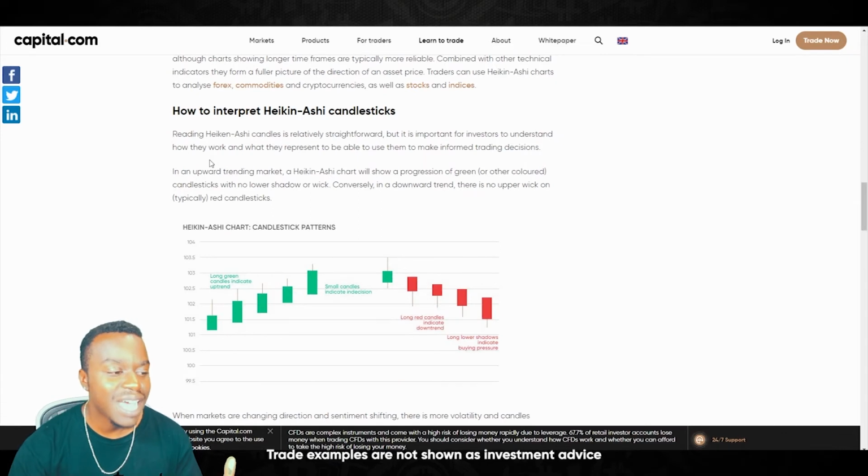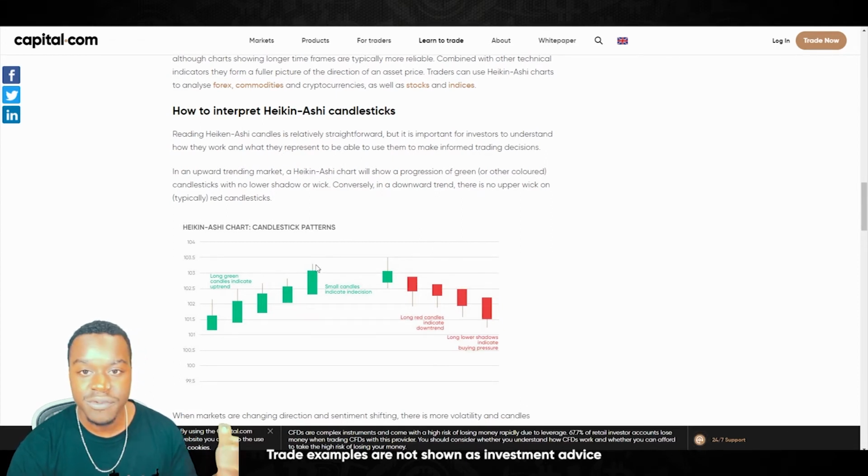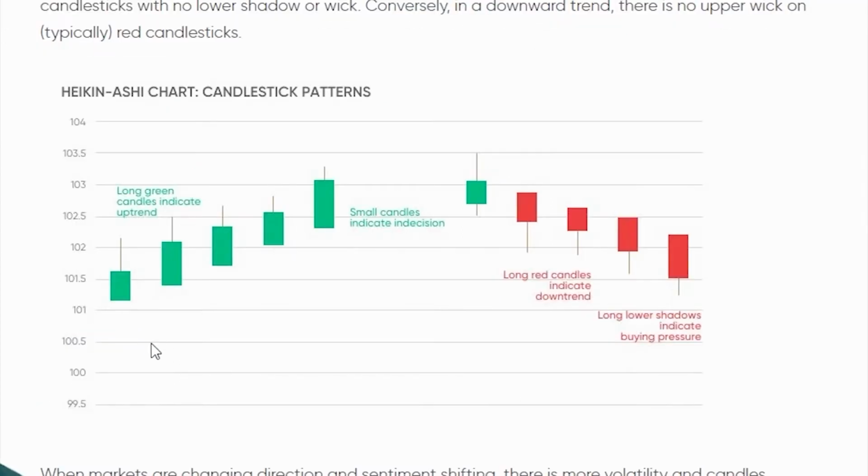So now a big question is, how can you use this to your advantage when you're trading? Let's talk about the things to look out for. In an uptrend, it will show progression, which means a green candlestick. And if you look here, when there is strength to the upside for Heikin Ashi candles, there will be no wicks to the downside, meaning strength is pushing upwards.